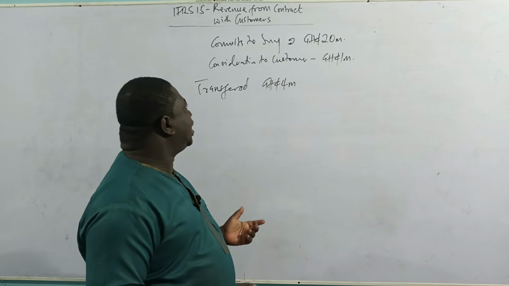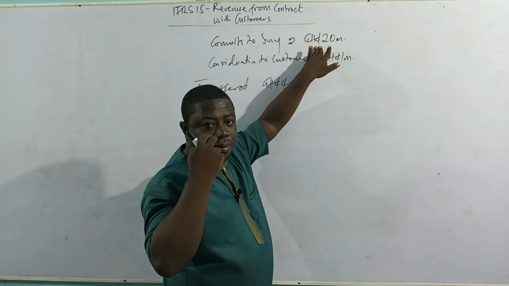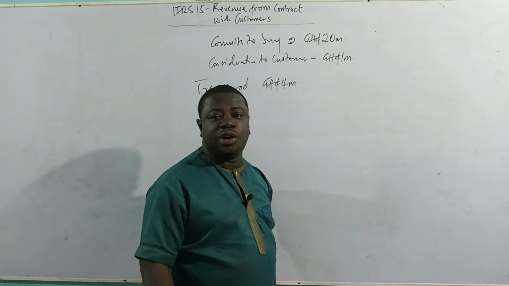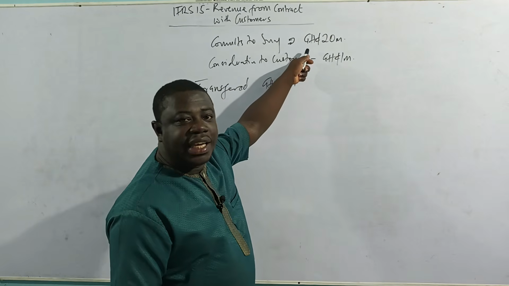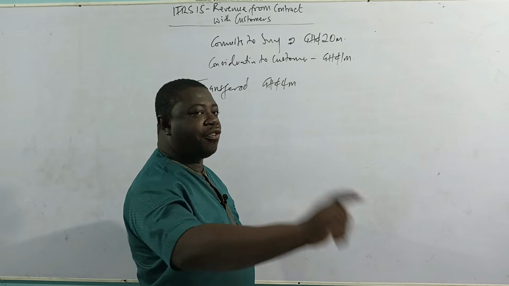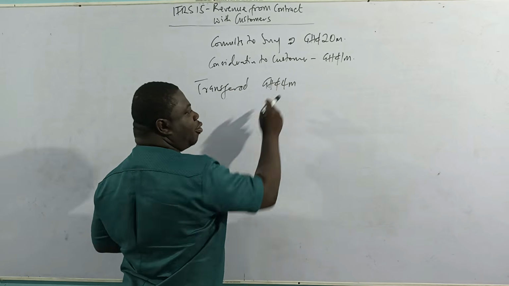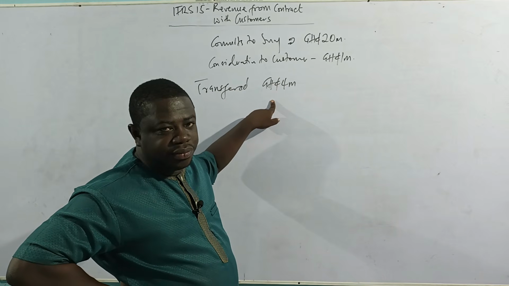This is a very easy thing. The commitment and the term of the contract is that we are going to supply the customer with 20 million worth of goods. But have we done that? So you see, this is the performance obligation. But we cannot recognize revenue if we have not performed the performance obligation. And what we have transferred so far is 4 million. So prudently, we can only recognize 4 million as revenue.